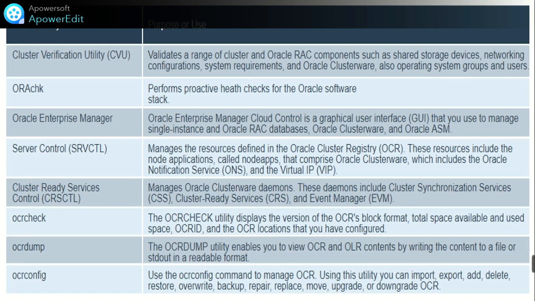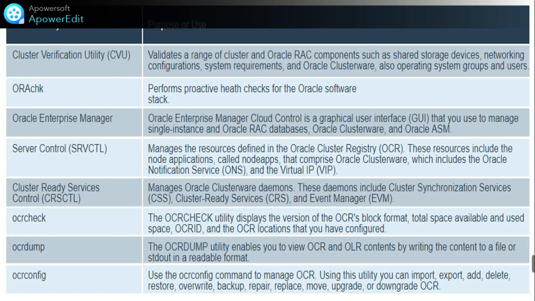Here are the RAC utilities and tools. Cluster Verification Utility, CVU. Its purpose is to verify a range of cluster and Oracle RAC components such as shared storage devices, networking configuration, system requirements, and Oracle Clusterware, also operating system groups and users. Another utility, ORAchk, performs proactive health checks for the Oracle software stack. Oracle Enterprise Manager, OEM. Oracle Enterprise Manager Cloud Control is a graphical user interface, GUI, that you use to manage single instance and RAC databases, Oracle Clusterware and Oracle ASM instances.